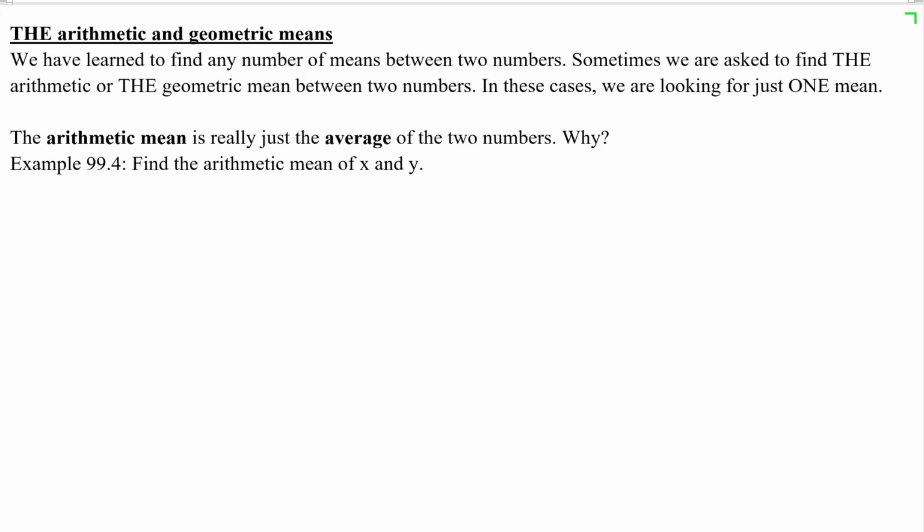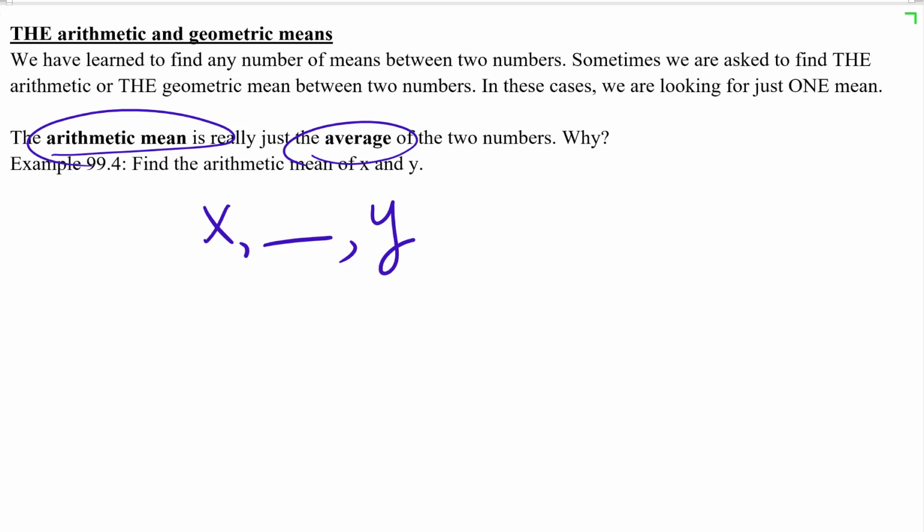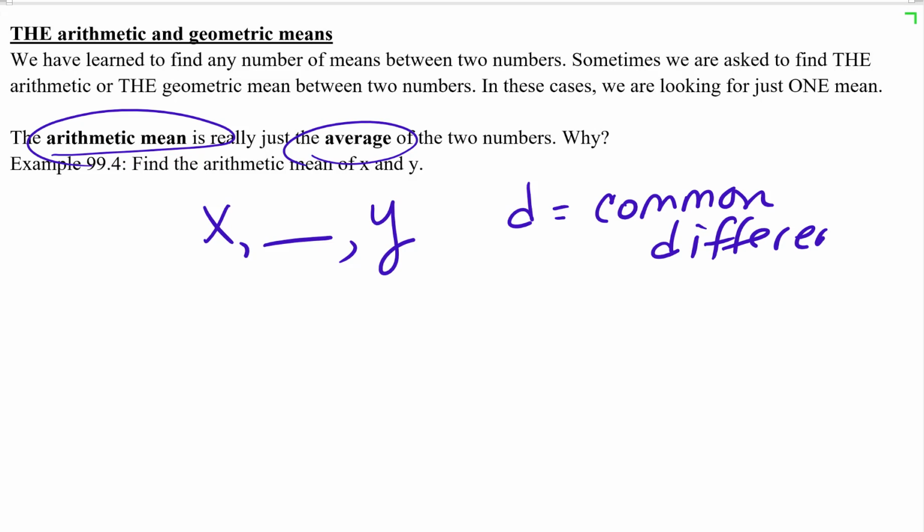All right, I'm going to show you that the arithmetic mean is the average of two numbers. And that's the reason we call the average between two numbers the mean. We were referring to the arithmetic mean. All right, and I'll show you why. If you have two numbers, x and y, and you want to find the arithmetic mean between them, and you're dealing with an arithmetic sequence, then d is the common difference in that sequence, the number you add each time you're going from term to term.